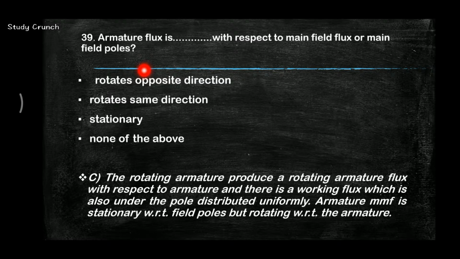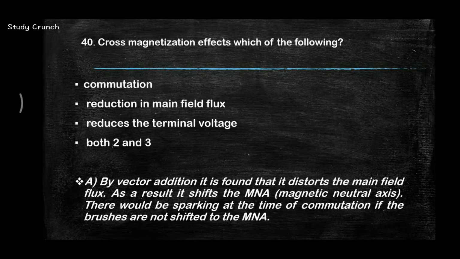Next, the armature flux is stationary with respect to the main field flux or the main field poles. So the rotating armature produces an armature flux that is rotating with respect to the armature, and there is a working flux with it, also under the pole, distributed uniformly. Armature MMF is stationary with respect to field poles but rotating with respect to the armature.